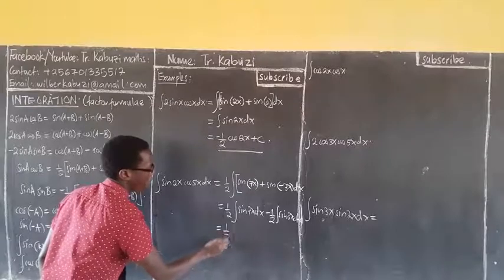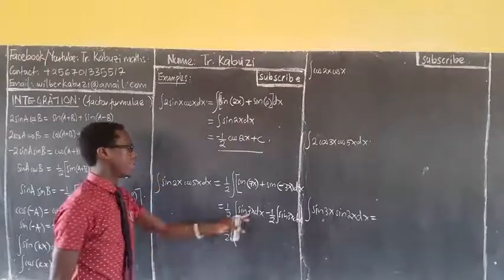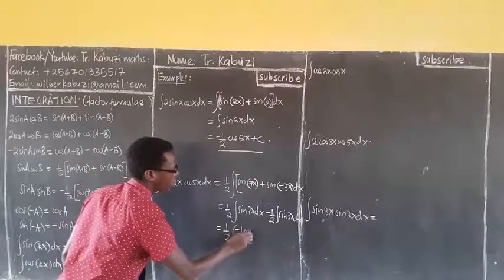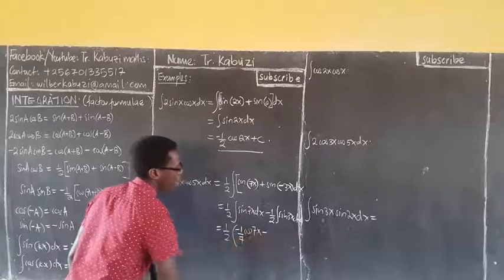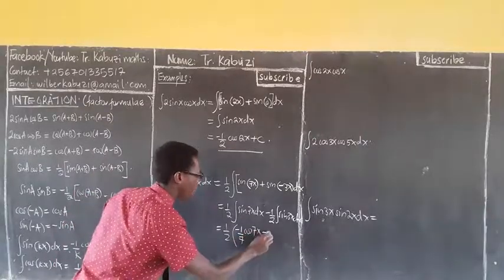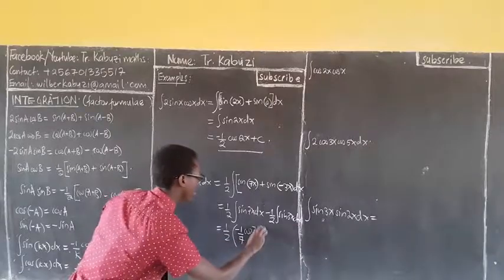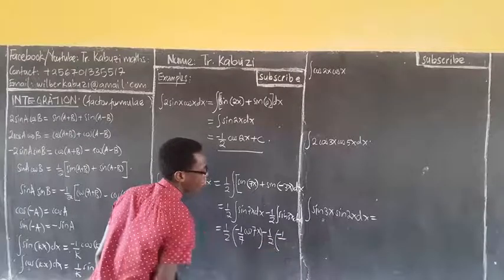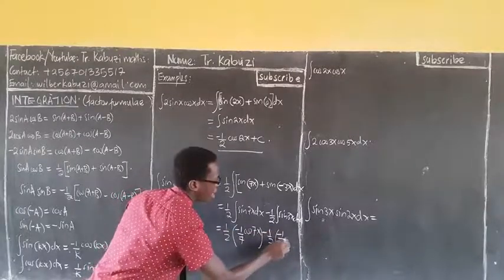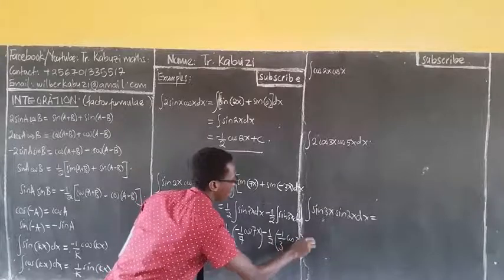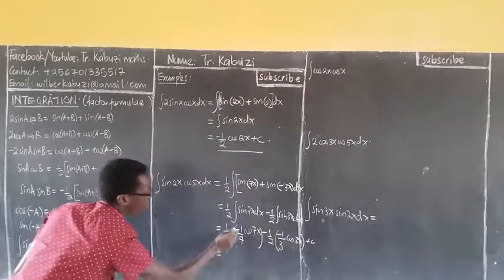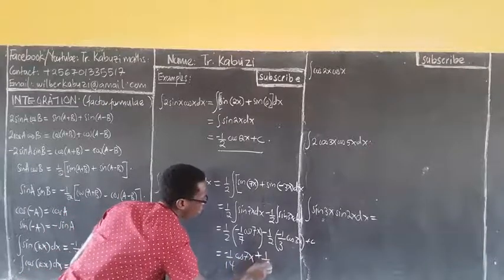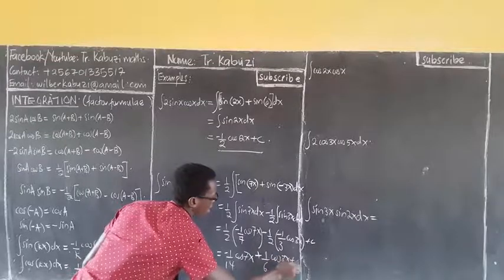So this will be a half into, how do we integrate this? We say this is negative 1 over 7, then cos 7x. Now minus a half, the half being outside, minus a half into, I'll be adding negative 1 over 3 cos 3x, then plus c. Simplifying, this will be negative 1 over 14 cos 7x, then plus 1 over 6 cos 3x plus c.